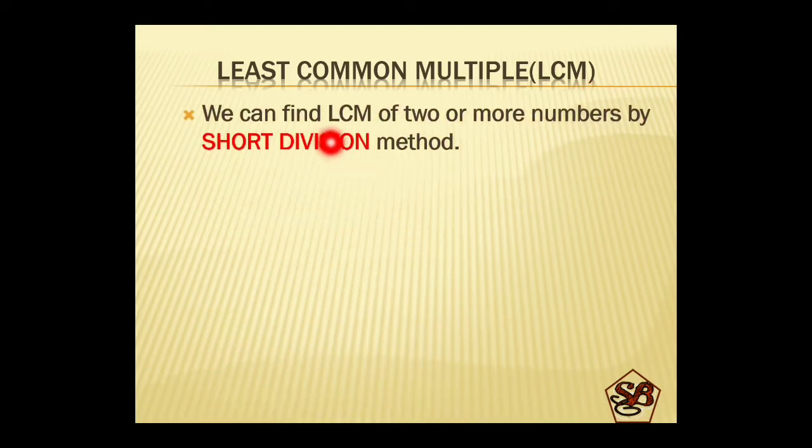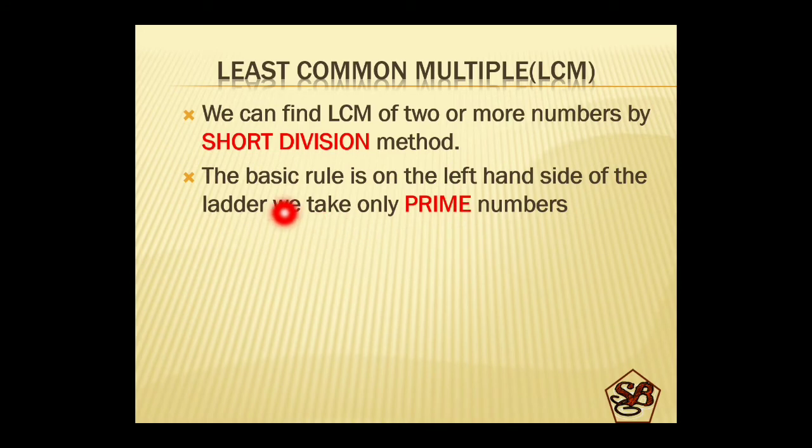Coming to least common multiple, also referred to as LCM. We can find the LCM of two or more numbers by the short division method. We have already learned how to find the prime factors of given numbers, so we will apply a similar kind of method to this also. Here, the basic rule is that on the left hand side of the ladder, we take only prime numbers.